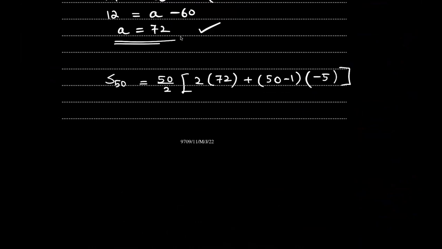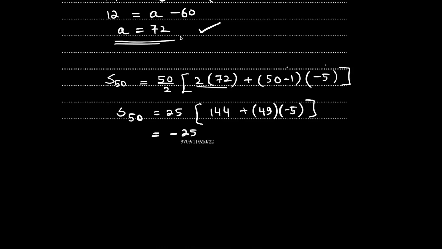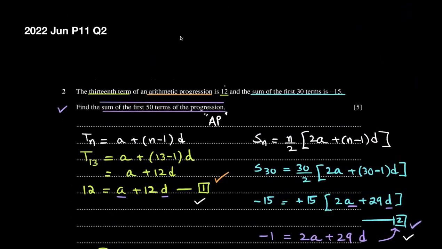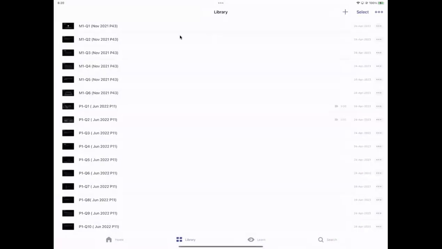So now let's simplify. This comes out to be 25. And before I use the calculator, let me simplify it further. This is 144, and this is 49 into negative 5. So this is 49 into negative 5. And now the sum comes out to be negative 25. That is the answer for the sum of 50 terms. So this was a question of AP that we completed in 5 minutes. Now the second question is completed.